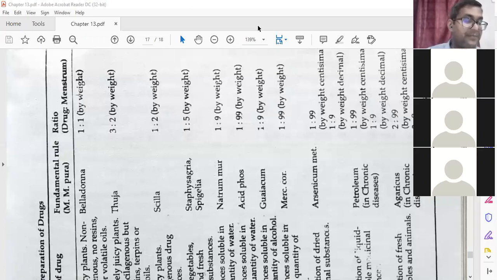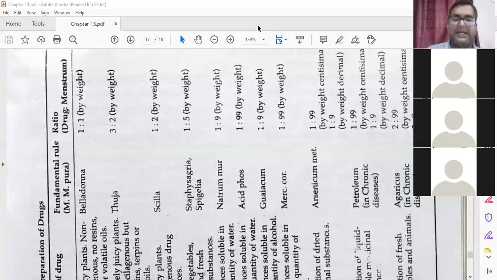Now we have class 5A. Sources: mineral kingdom. Here we have substances soluble in water, but in less quantity of water. Nature of drug. Then fundamental rule, Materia Medica Pura: here we have to discuss Natrum muriaticum. In that chapter Dr. Hahnemann has explained about this drug and the process. Class 5: ratio drug and menstruum is 1 to 9 by weight. Drug power is 1 by 10. Medicinal loss is nothing.